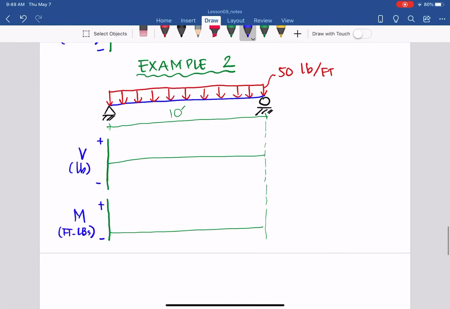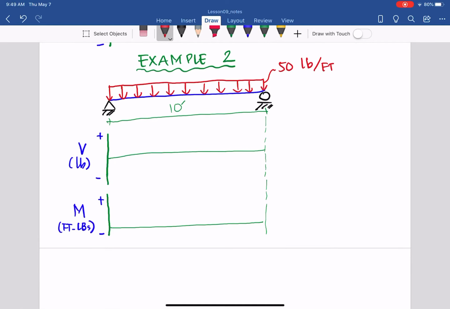And we now apply the method, but always first find the external reactions at the support. You see 50 pounds per foot for 10 feet, so equivalent to 500 pounds in the middle of the beam, so each reaction is 250. Of course you can find it with the equilibrium equation, but that is simple enough. By now you should know that it is 250 pounds.